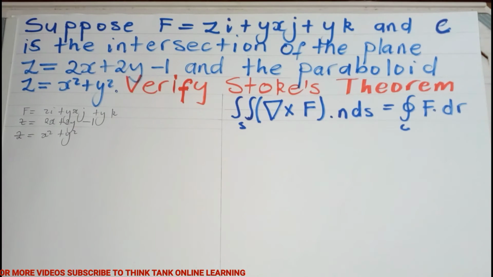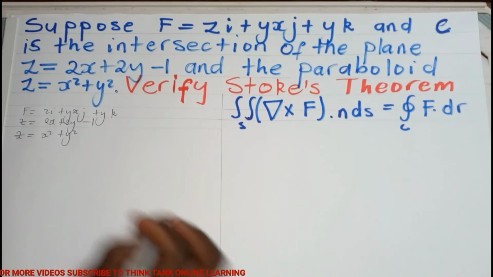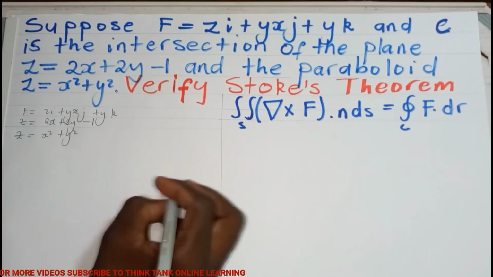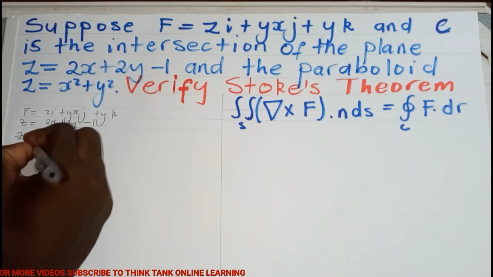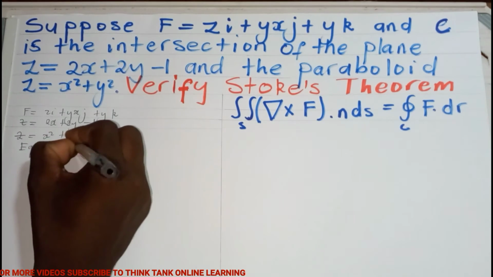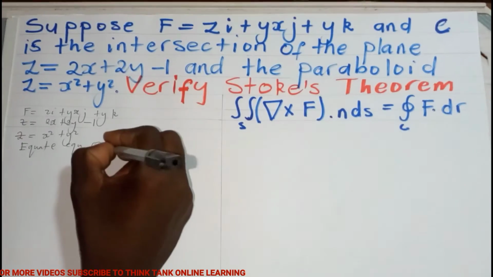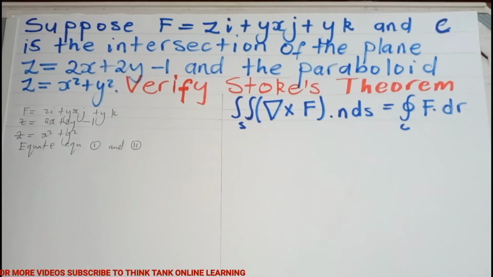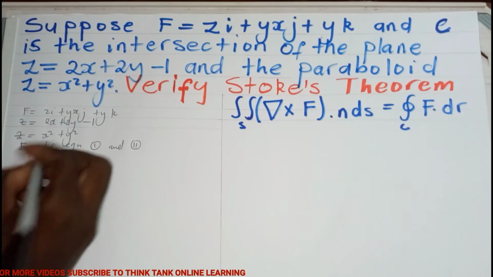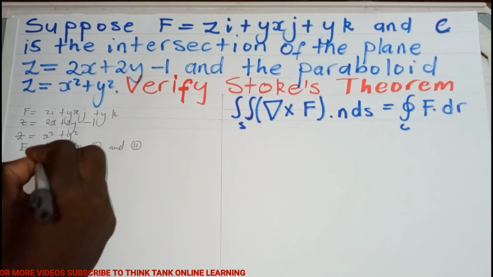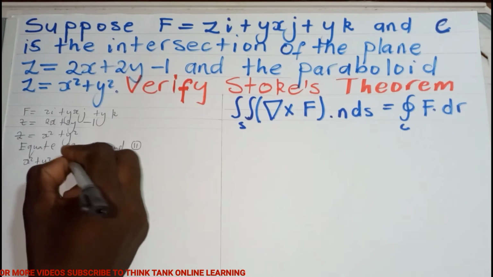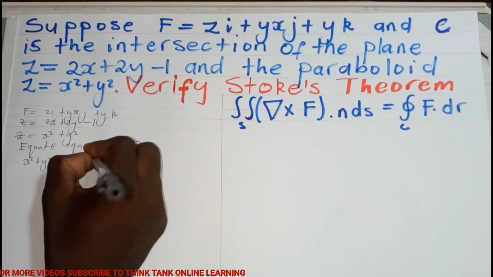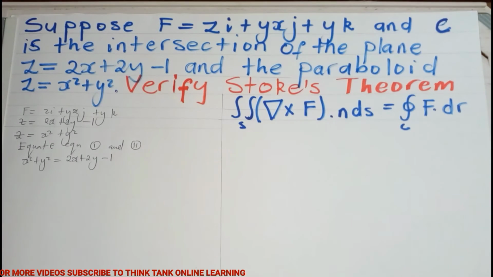Okay, so I'm not going to graph these equations, but you know that this is a cylinder, because if we equate equation 1 and equation 2, we know that z = x² + y² is equal to 2x + 2y - 1.